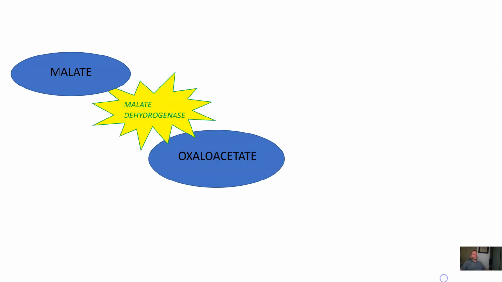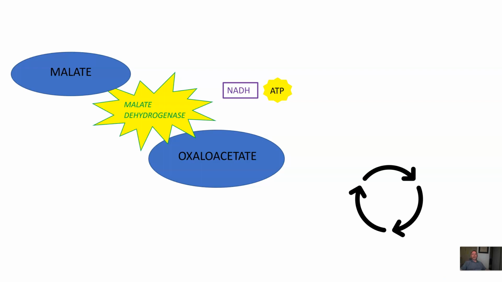We have the malate, along with the malate dehydrogenase, creates the oxaloacetate. That process creates an NADH molecule, which indirectly creates ATP. Now, if you remember, we started this whole thing with the oxaloacetate, and that's where we're at now, which gets us back to the beginning of the cycle, why this thing is considered a cycle.